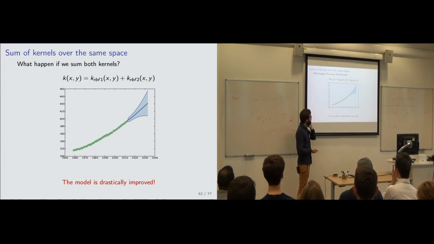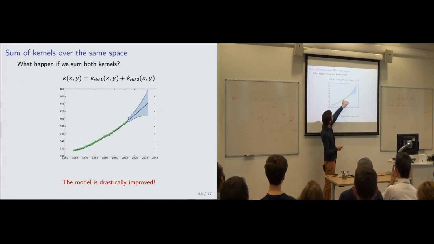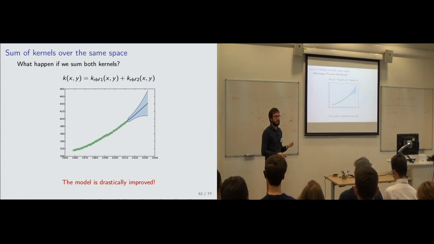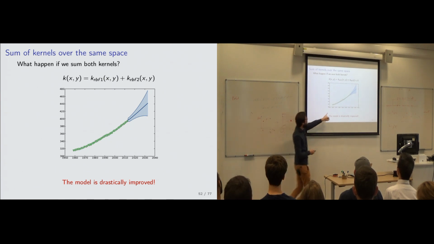So the model is great, but we can do even better. We do have some periodicity in here. The CO2 concentration is higher during the summer than it is during winter. So these variations have exactly a one year period.